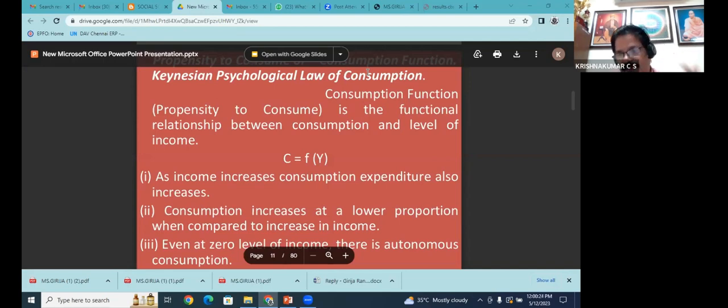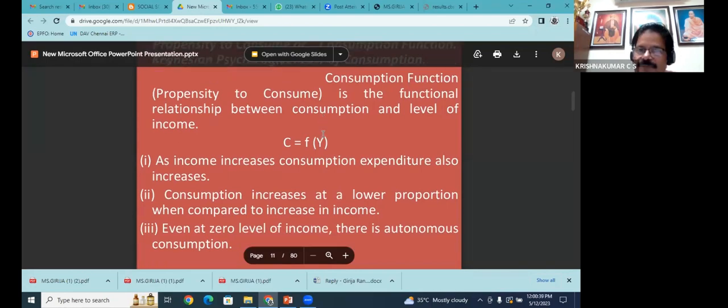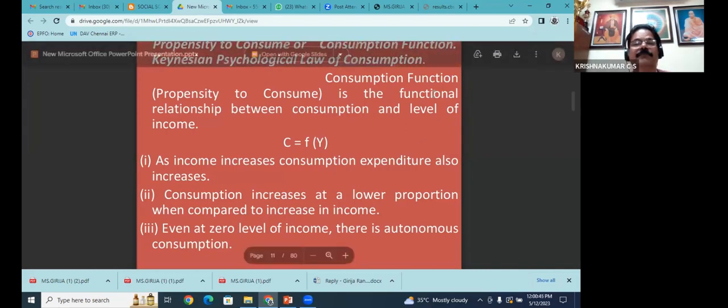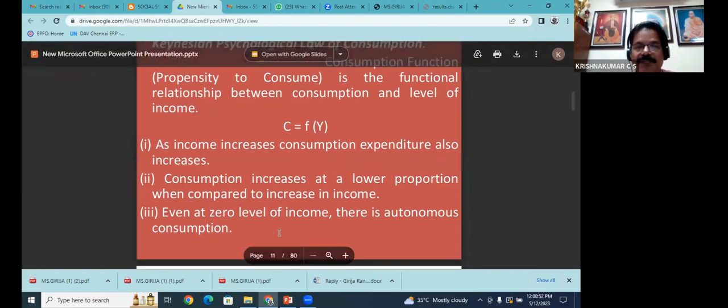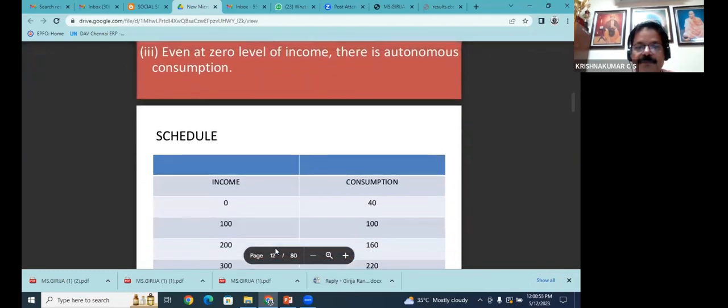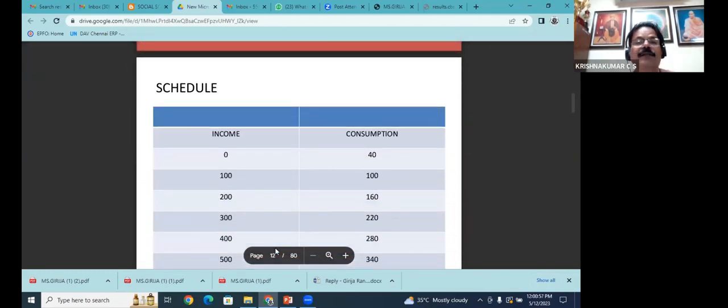And even at zero level of income, there is consumption, which we already know. So consumption is a function of income. That functional relationship is what we call the consumption function, or the Keynesian psychological law of consumption. From there, we have to take children to the term average propensity to consume. Here the diagrams and the schedules can be introduced.